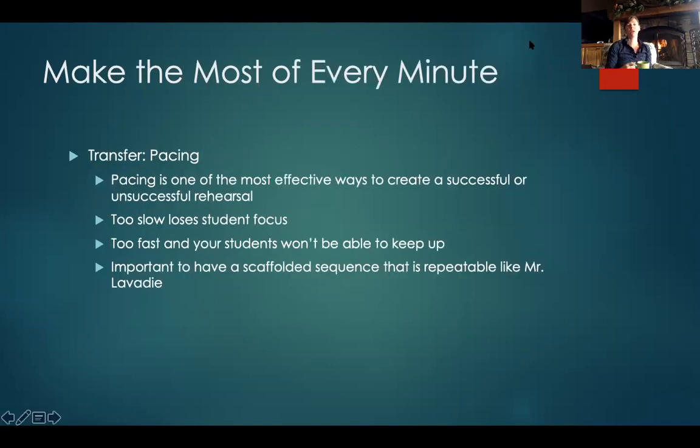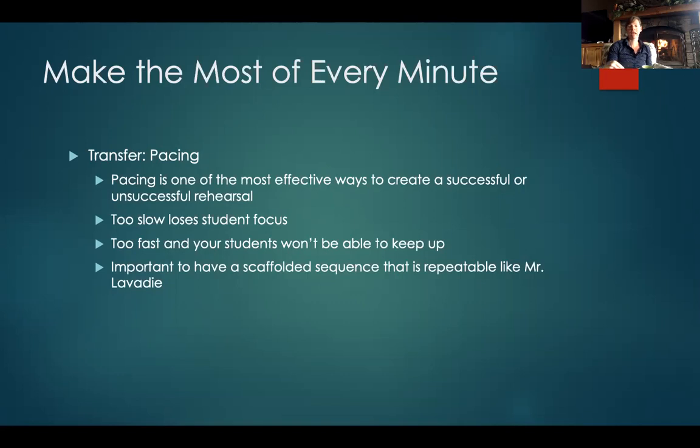So, make the most of every minute. My transfer for this was pacing. I think we could focus on the specifics of lesson planning and making sure that every minute is detailed out, but really it's your pacing that makes a huge difference on your success in your classroom. Pacing is one of the most effective ways to create a successful or unsuccessful rehearsal. If you're too slow, you lose focus from your students. If you're too fast, they have a hard time understanding and keeping up with the information.